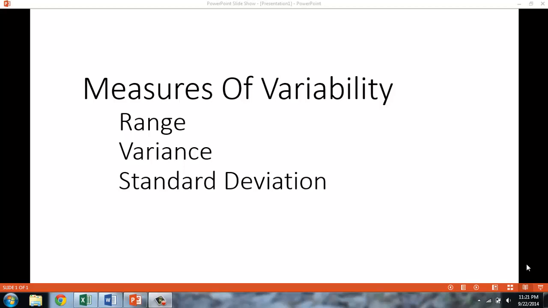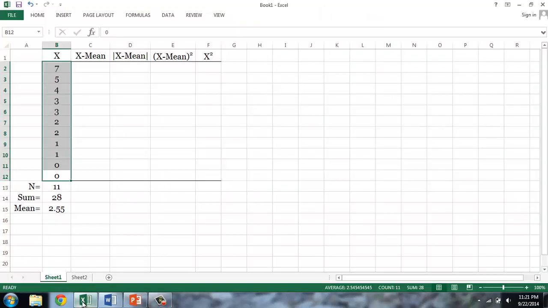In this video, we'll use Excel to calculate various measures of variability, including the range, variance, and standard deviation for a set of scores as well as a simple frequency distribution. We'll start with a set of scores. Here are 11 observations copied from a question in Chapter 3 of the textbook.